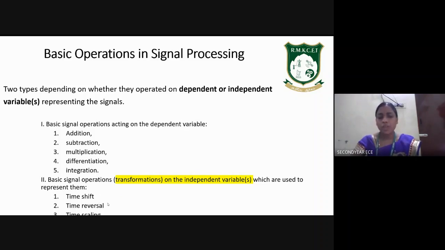So where will we use these operations? Why do we have to shift in time, why reversal, why scaling? Where will we use these operations in terms of applications?